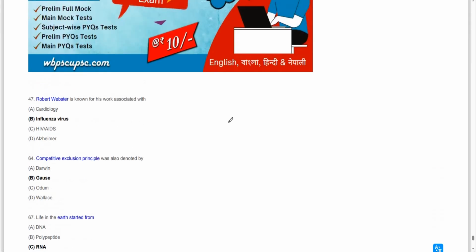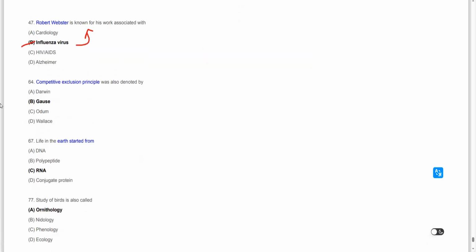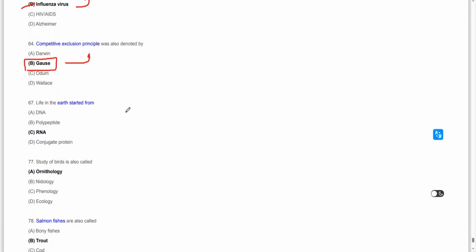Moving on to the next question: Robert Webster is known for his work associated with the influenza virus. The competitive exclusion principle was also denoted by Gause.